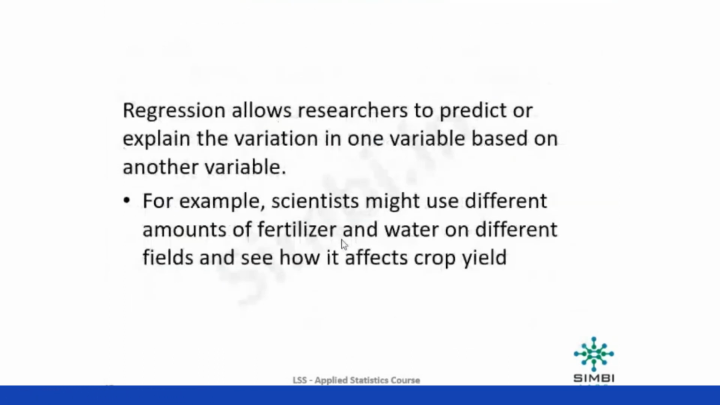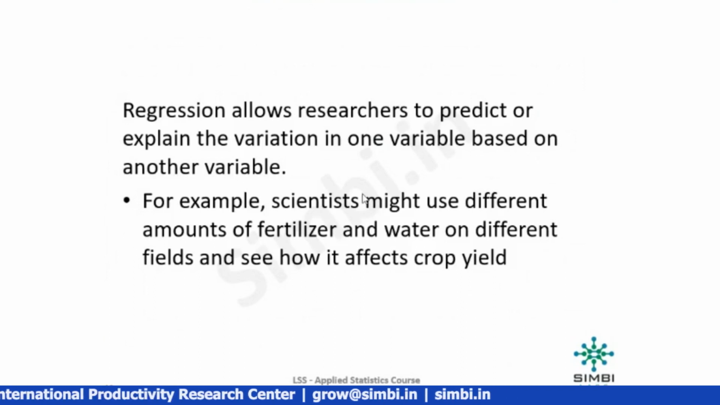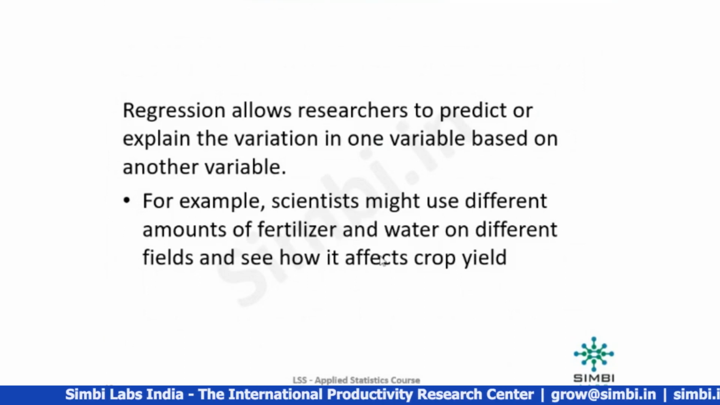So for an example of multiple regression, we can see, this regression allows researchers to predict and explain the variation in one variable based on another variable. So scientists might use different amounts of fertilizers and water in different fields. Those are all the independent variables. Crop yield is the dependent variable, and they can see how it is affected. So this is one of the examples for multiple regression analysis.